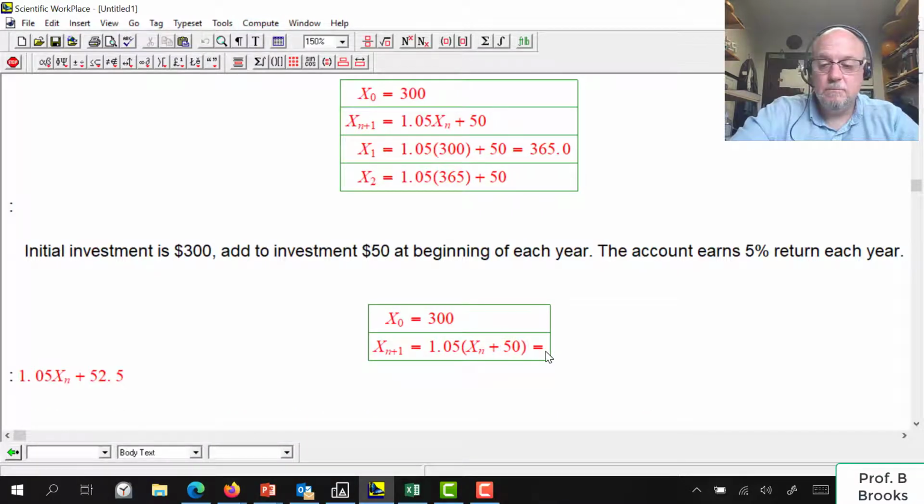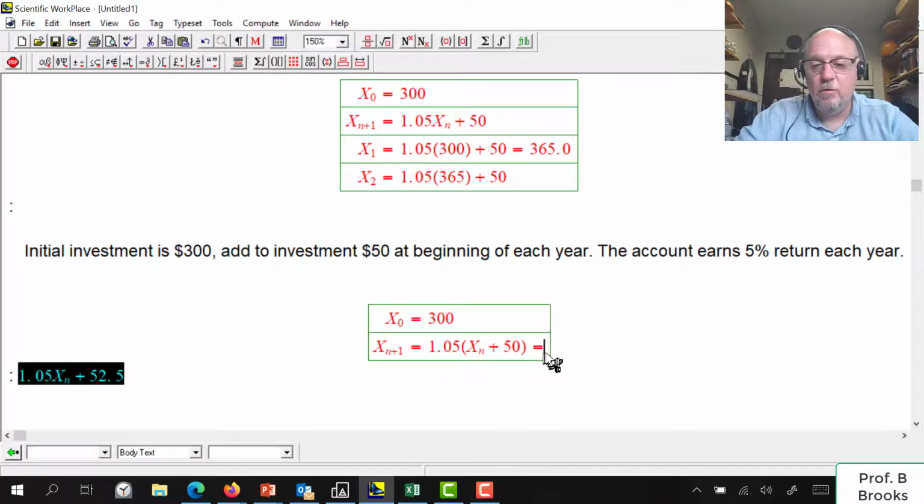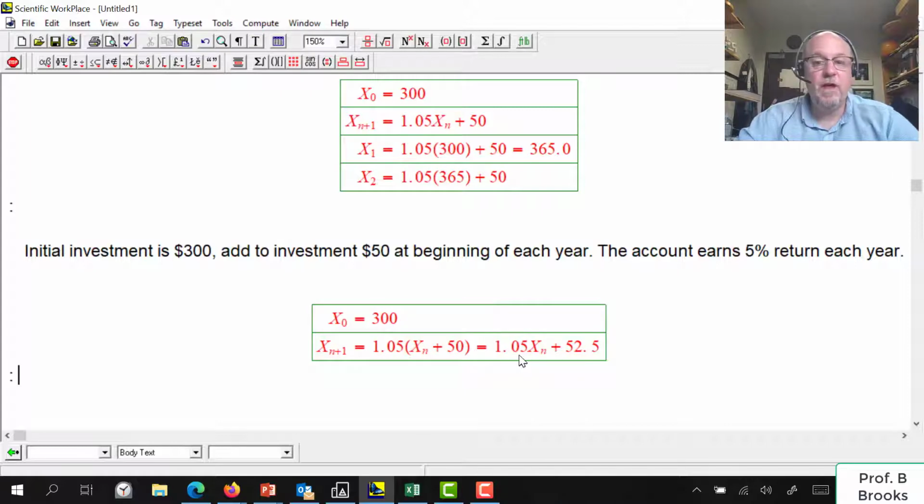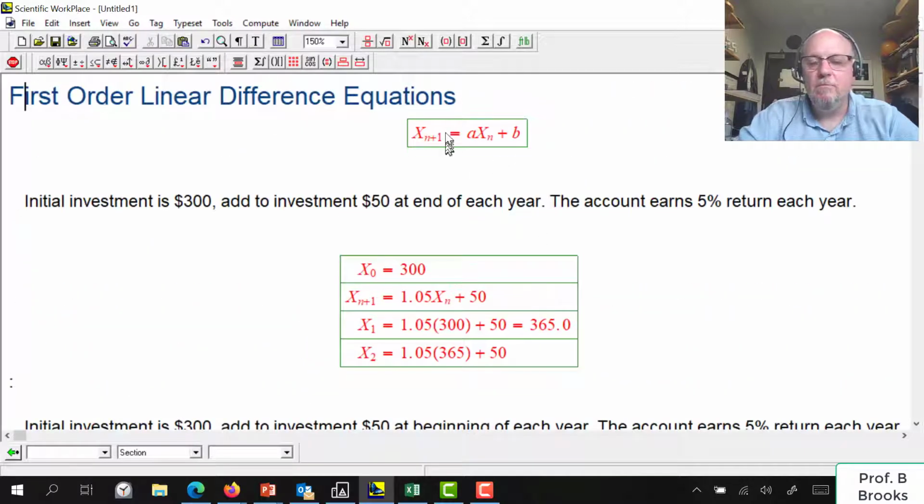then I can see that it does make a first order linear difference equation. Again, the A is the same, but the B is now $52.50. Yeah, because that $50 earns the 5% interest. That's the $2.50 extra here. But I still get an A and a B. It's still being modeled. It's still being templated by this first order linear difference equation. Let's do a couple more examples.